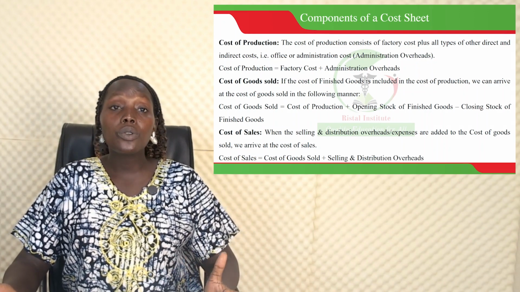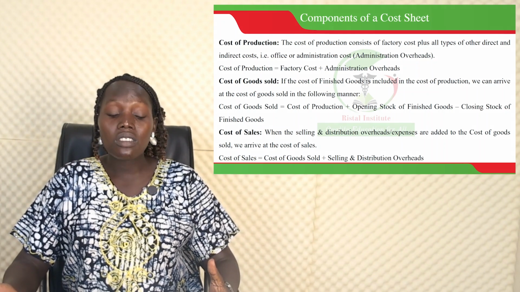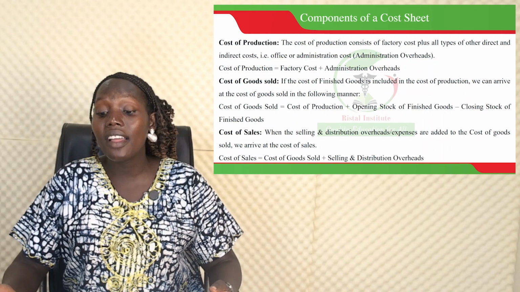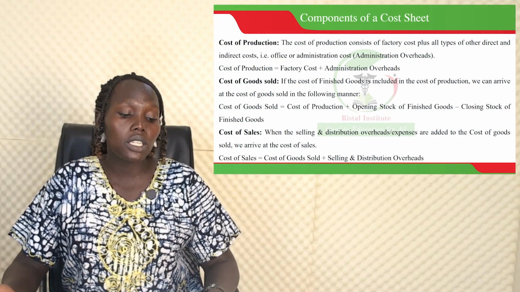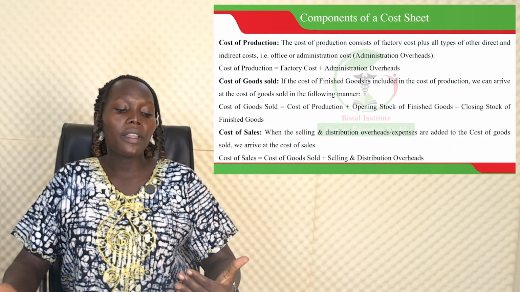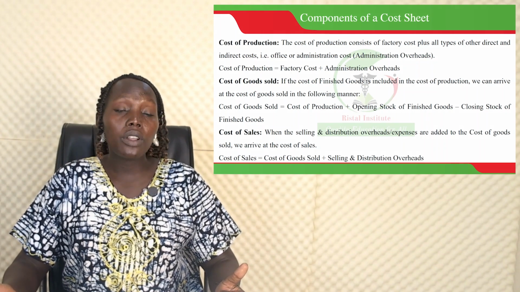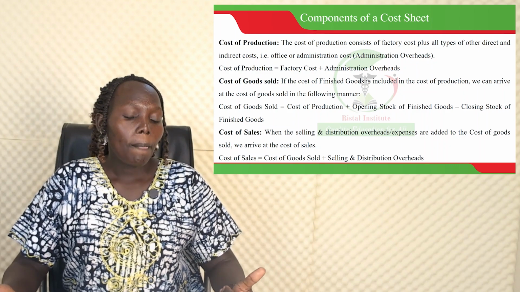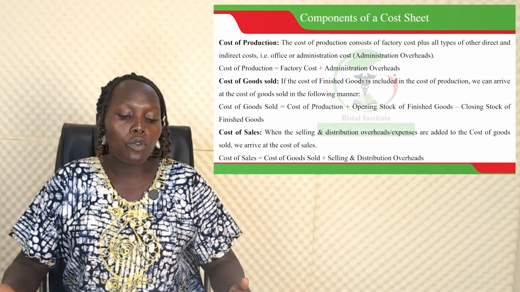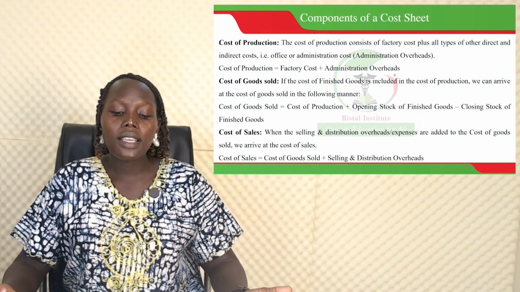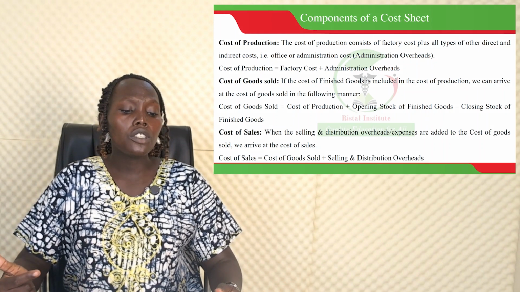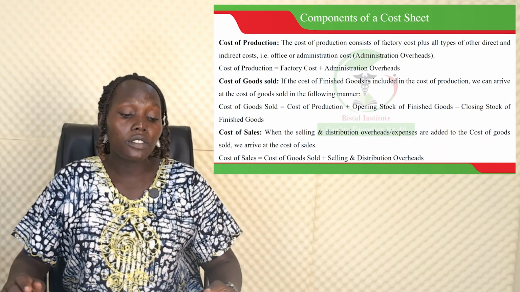And then we have what we call cost of sales. Cost of sales is when the selling and distribution overheads or expenses are added to the cost of goods sold. So to get cost of sales, we get the cost of goods sold plus selling and distribution overhead. Remember, the cost of goods sold is different from cost of sales.